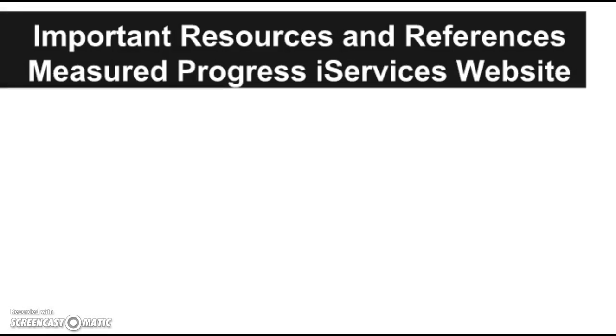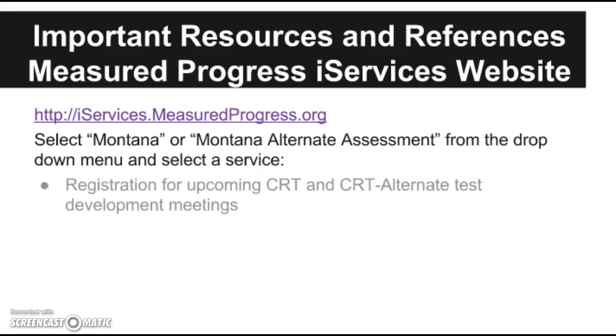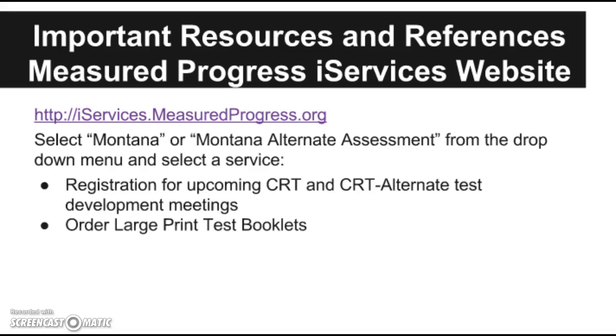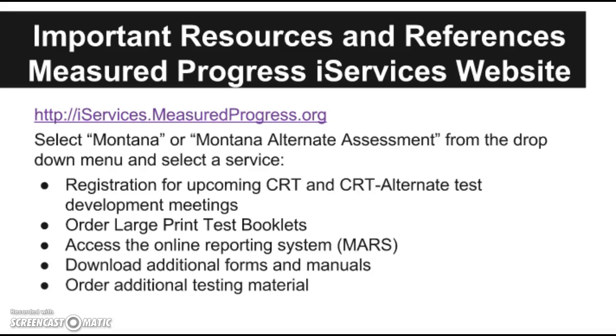Important resources can also be found at the Measured Progress iServices website. At that site, select Montana or Montana Alternate Assessment from the drop-down menu to select a service. You can register for upcoming CRT and CRT alternate test development meetings, order large print test booklets, access the online reporting system, MARS, accessible for administrators, download additional forms and manuals, order additional testing material.